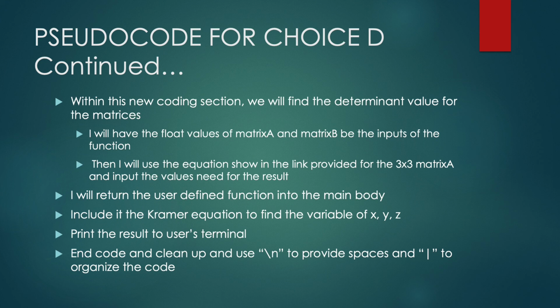We will use Cramer's equation and insert it into the code after the user-defined function in order to find the variables x, y, and z. And in order to print out the results to the user, we will again use two for loops, I and J, with each of them less than the respective value that we will be using. And then towards the end, I will be using the \n in the printf function to separate all the code lines in the user terminal, and then use the absolute line to help organize the matrices throughout the code.